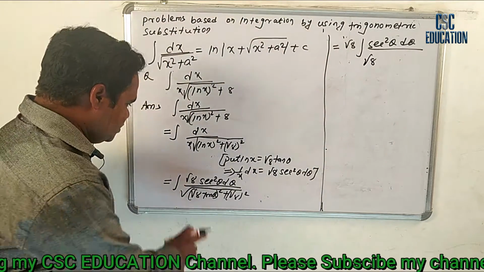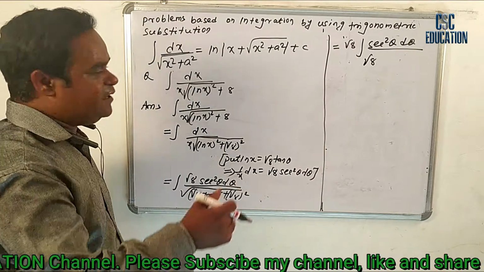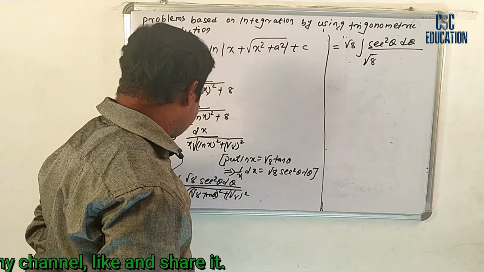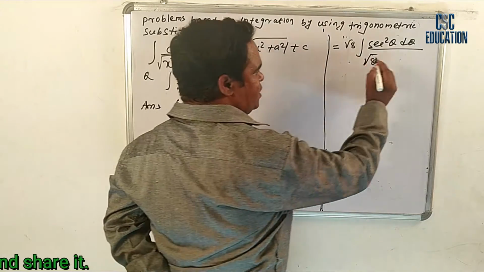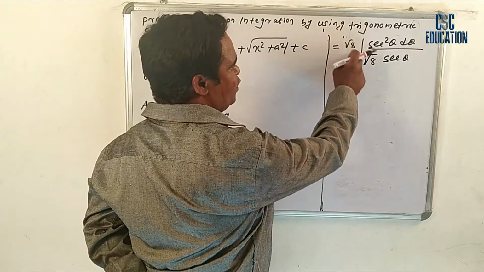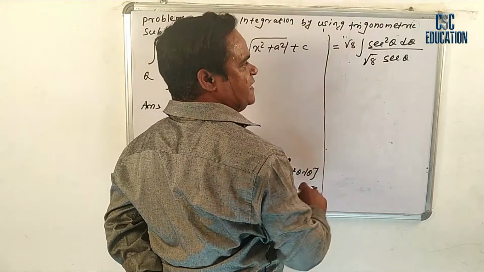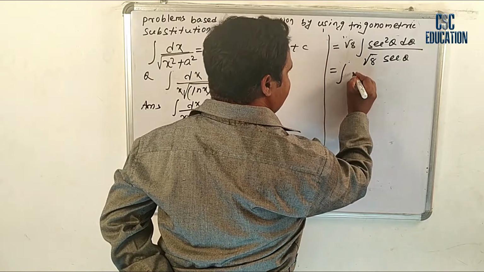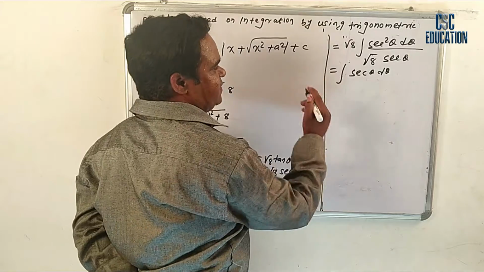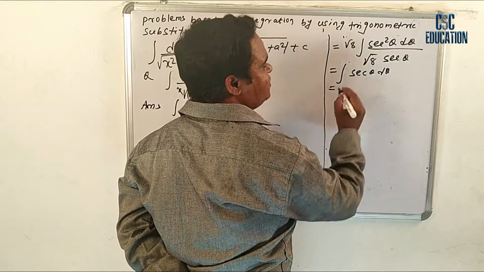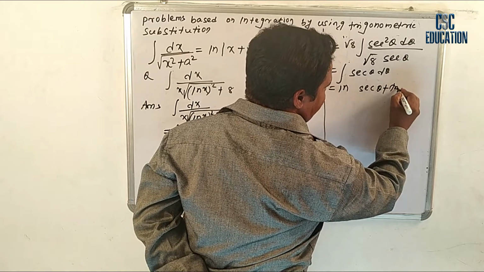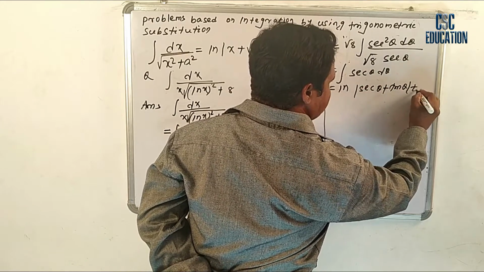Okay, tan²θ plus 1: we know by the square relation that 1 plus tan²θ is sec²θ, and with the root, the value is sec θ. So we cancel the √8, and the integral is now ∫ sec θ dθ. We know the integration formula for sec θ is ln|sec θ plus tan θ| plus c.